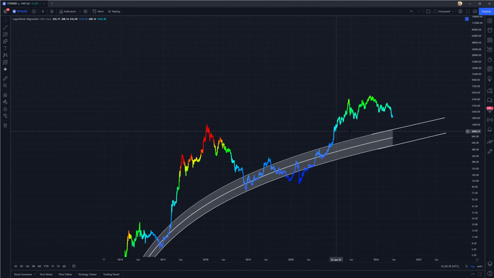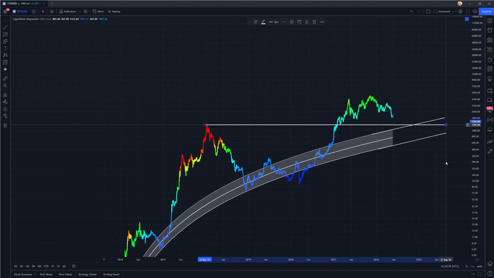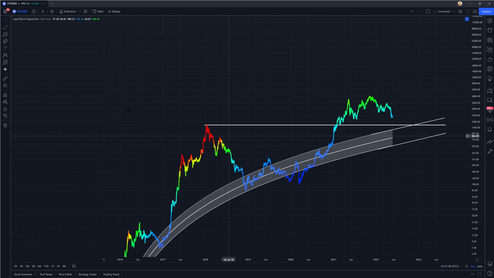Ultimately, I do believe that if we trend back down into this regression band, it is going to be a phenomenal region to accumulate Ethereum for the long term, and we have some sort of confluence with this 2018 cycle peak. You can see how if we just extend this over, we want to have a variety of indicators in our toolbox so that we can have some confluence and confidence in our long-term views.